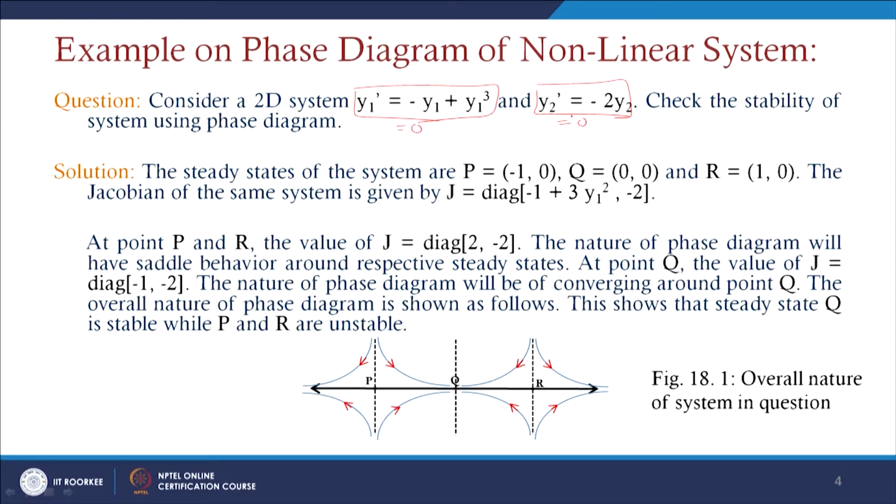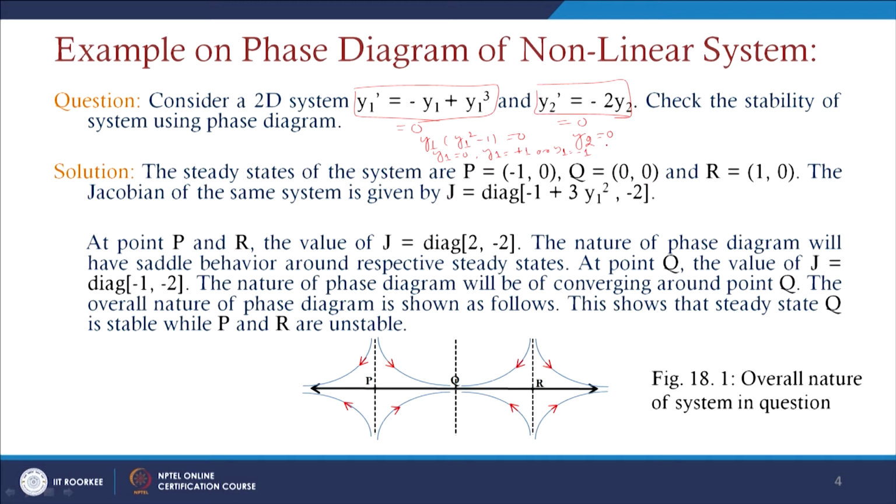If you just put these two values 0 here, then from the first equation we can get y1, if you take it common here, then y1 squared minus 1 equals 0, and from the second one we get y2 equals 0. And from the first equation we can get either y1 equals 0, or y1 equals plus 1, or y1 equals minus 1.